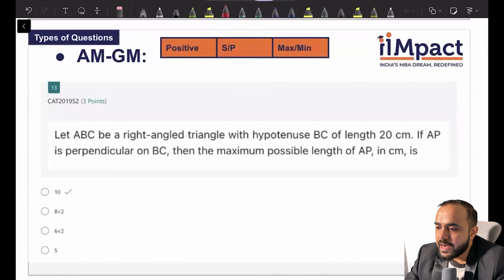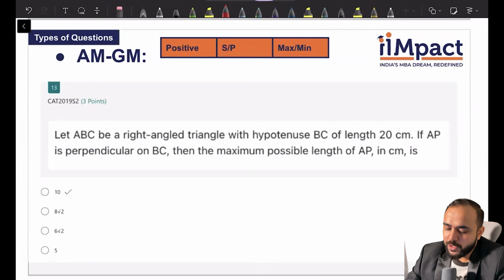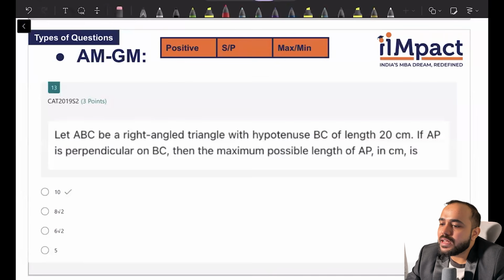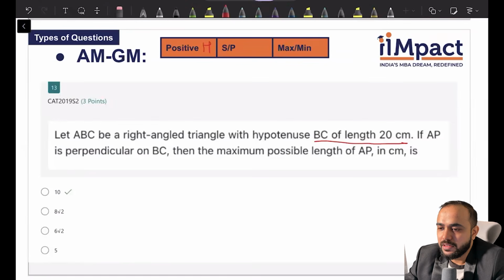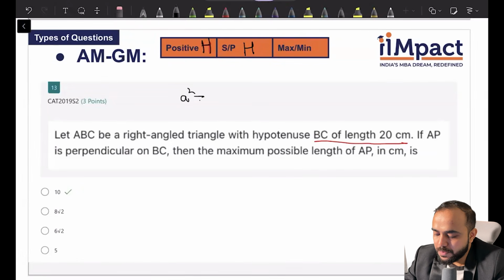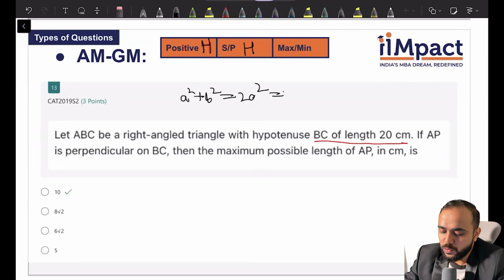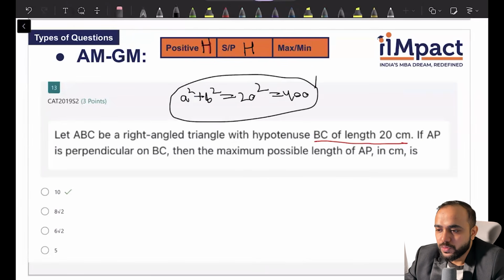Okay, moving ahead. Let ABC be a right angle triangle with hypotenuse BC of length 20. If AP is perpendicular to BC, then the maximum possible length of AP in centimeter is. So ABC is a right angle triangle with hypotenuse BC of length 20. Positive is hidden. The fact that they are positive is something that is hidden here by virtue of using lengths. Some product is constant, it is also somewhat hidden. That a square plus b square is equal to 20 square is equal to 400. This is what they have actually given to you. This is also hidden.